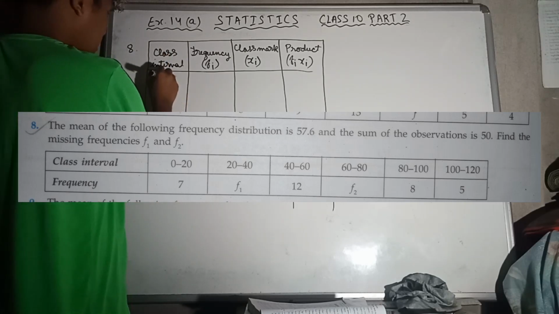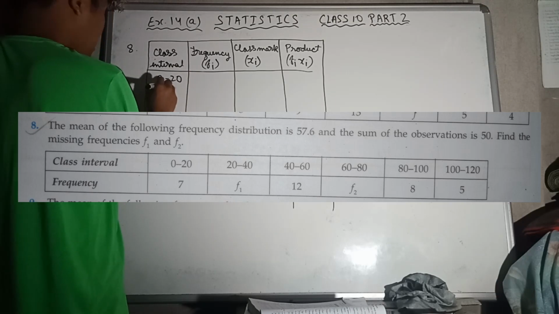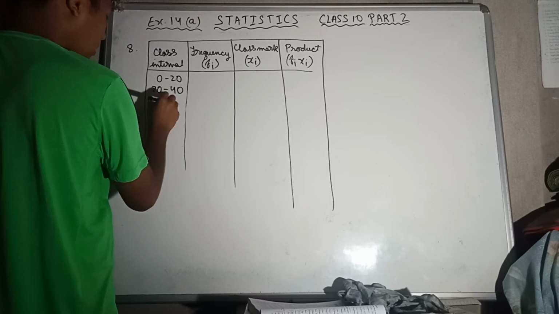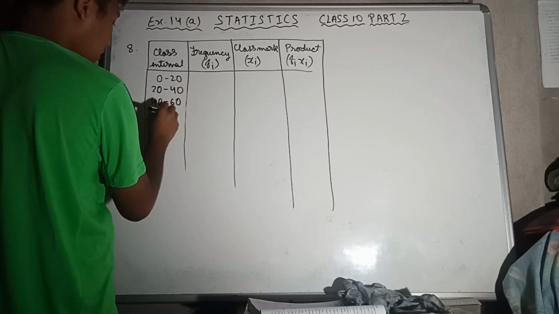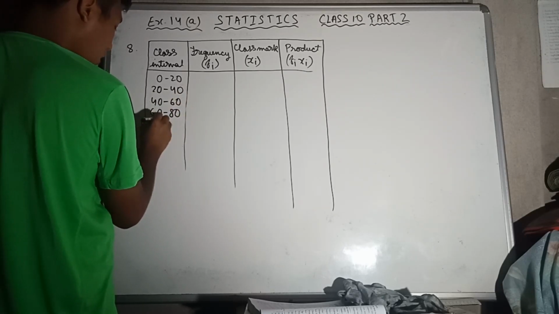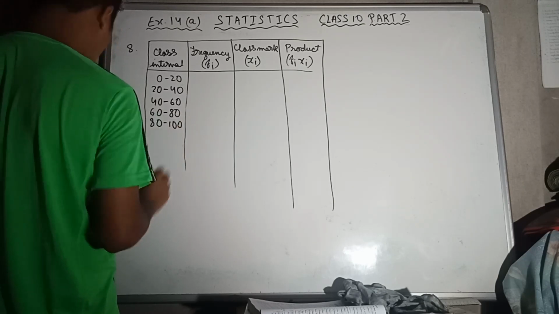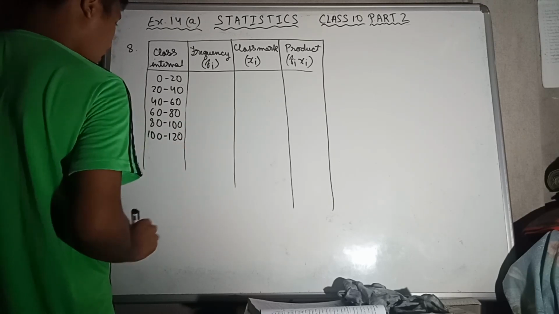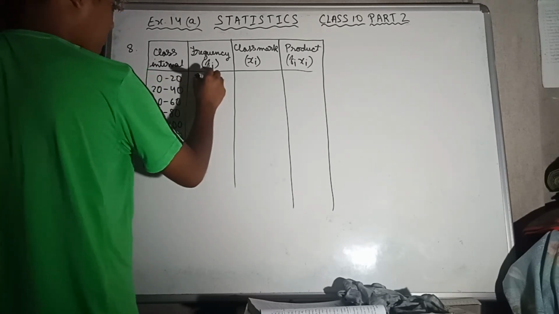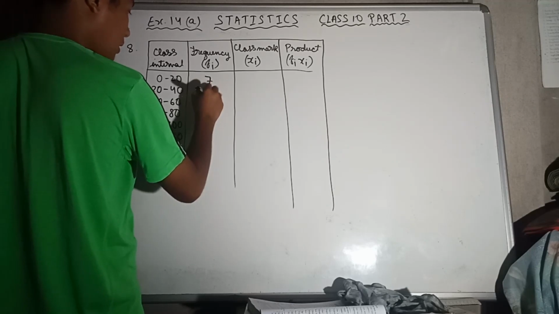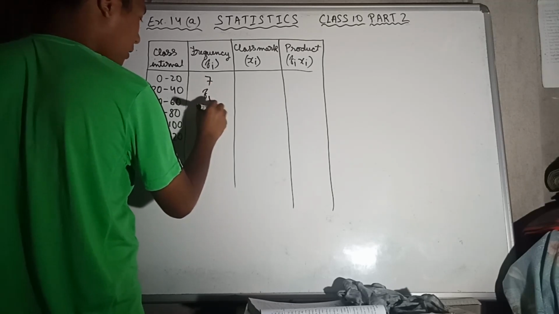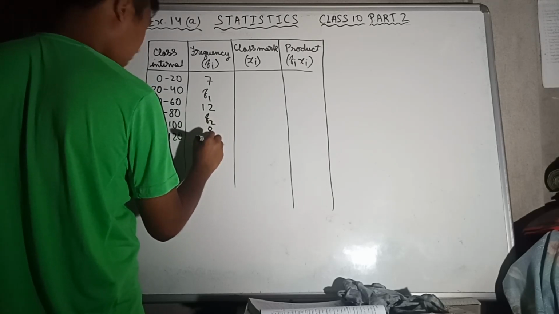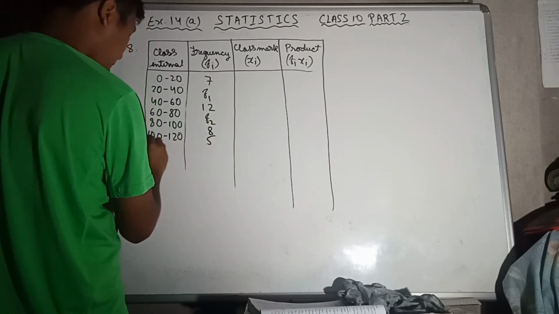The class intervals are 0 to 20, 20 to 40, 40 to 60, 60 to 80, 80 to 100, 100 to 120. The frequencies are 7, f1, 12, f2, 8, 5.